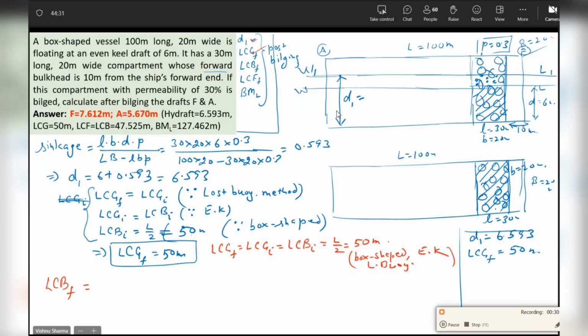So now tell me, first identify the underwater volume up to W1L1, guys. What is the underwater volume up to W1L1? L into B into D1. And what will be the distance of its geometric center, centroid, from after perpendicular in notational form?